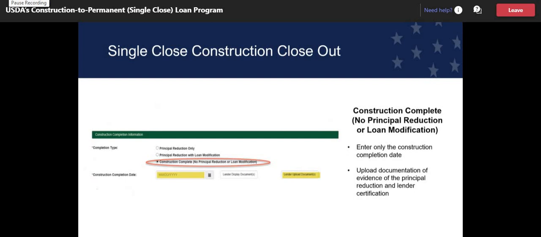Finally, for those loans where the construction is complete and will require no principal reduction or loan modification, you will select construction complete, no principal reduction or loan modification. Imagine that. That will be your choice for this one. With that option, you only need to enter the construction completion date and then upload the lender certification.